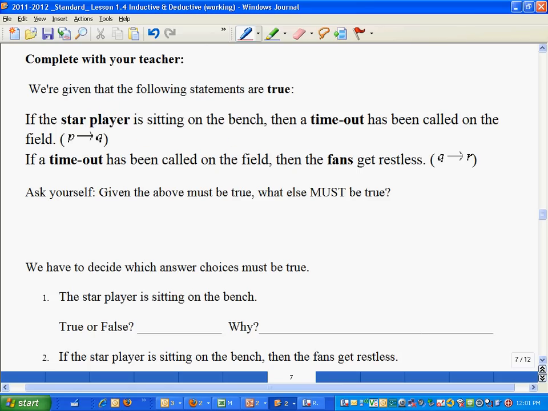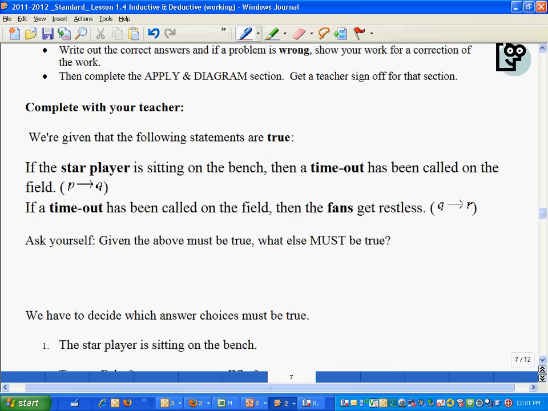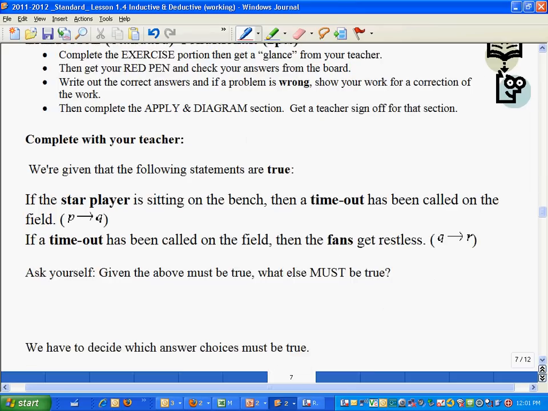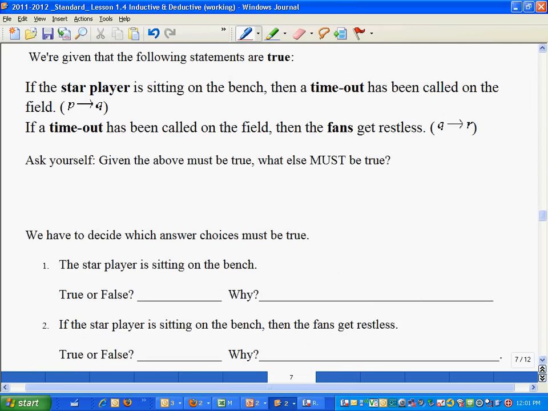You have to start somewhere. Okay, then if Q, then R is also true. Why? It's given to you. That's these two statements. You are lost right now. Your hand better shoot in the air.